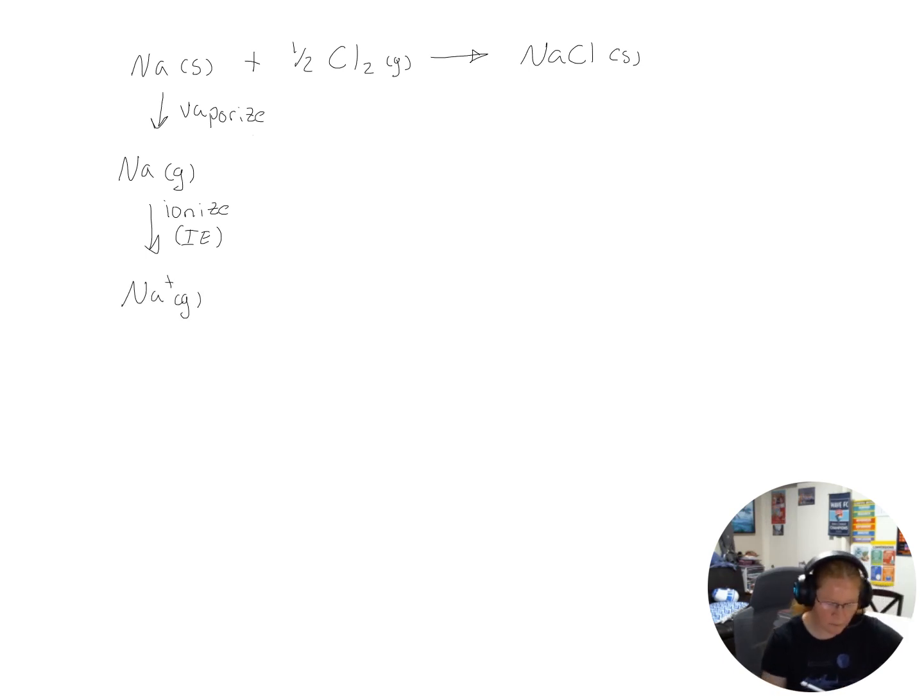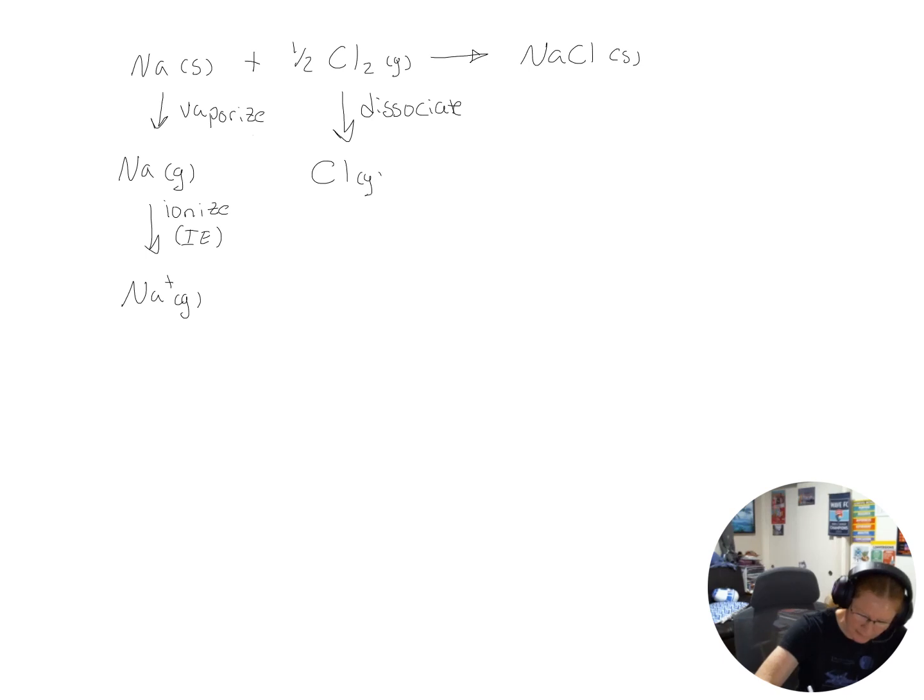Okay, to my chlorine, I need to dissociate. Okay, so I have that 1/2 because I only need 1, because my sodium chloride formula has 1 sodium and 1 chloride. And then I need to ionize this. Now I'm making an anion.